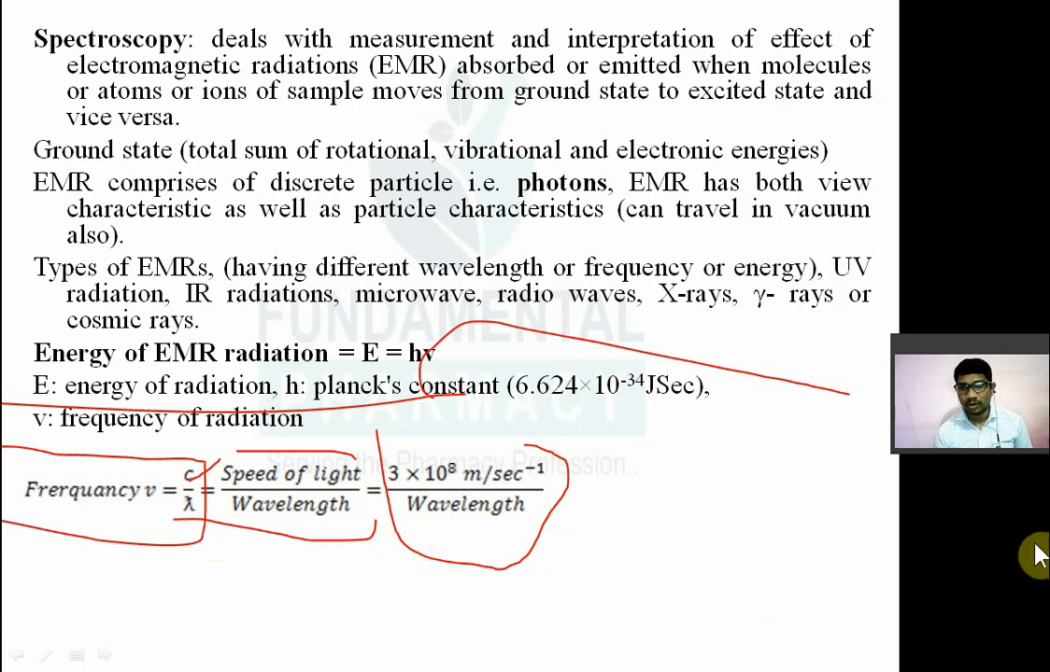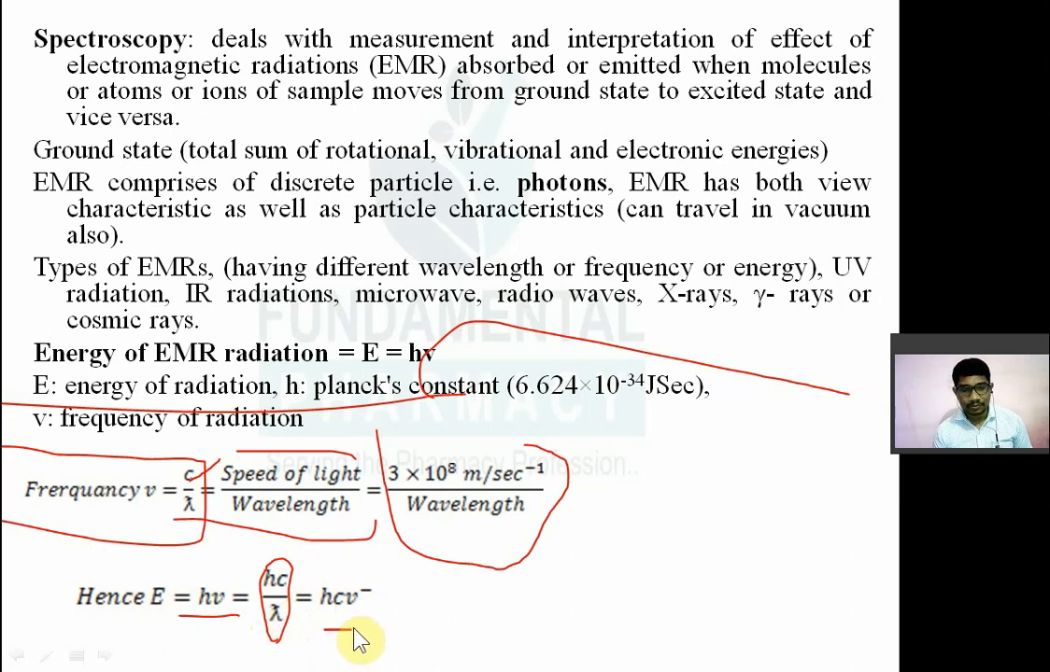If you are asked what is the energy of 300 nanometer, you should be able to calculate it: 3 into 10 raised to 8 meter per second divided by 300 nanometer. Energy is equal to hv is equal to hc divided by lambda. You can also write hv as hc divided by lambda. What is c? Velocity of light. h is the Planck constant into c, the velocity of light, divided by lambda, that will give you the energy.